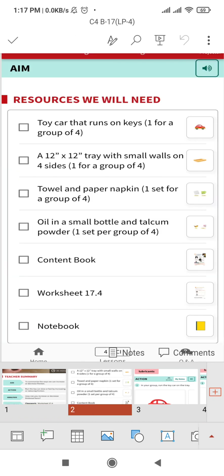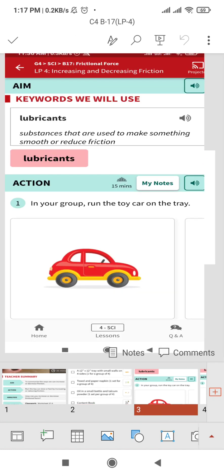What resources do we need? We need a toy car that runs on a key, one tray, a towel or paper napkin, oil or talcum powder. And the keyword that we will use is lubricants. Lubricants are the substances that are used for making something smooth, or they help to reduce the friction.